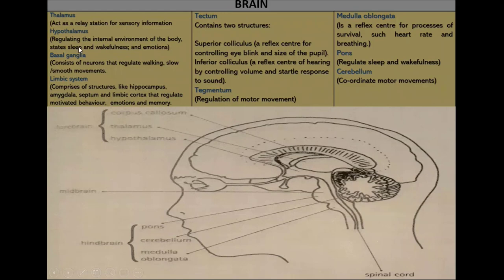The hypothalamus determines the state of sleep. Sleeping and waking up is through the hypothalamus. So wakefulness is the hypothalamus. Determining the emotions is the hypothalamus.